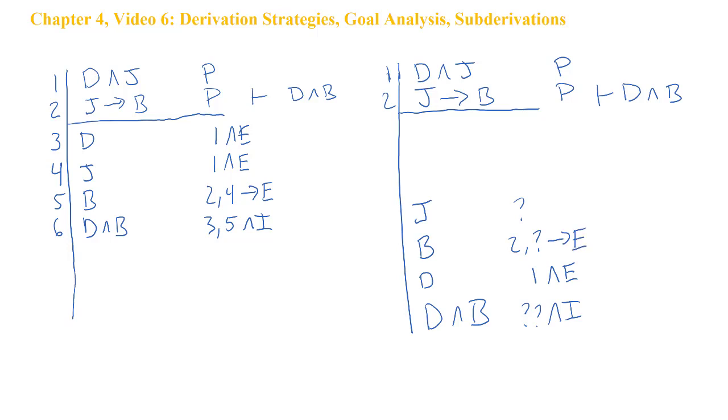So the last remaining question here is, where does that J come from? Well, similar to the D earlier, it's right here in a conjunction. So I can very easily use conjunction elimination on line 1 to get it.